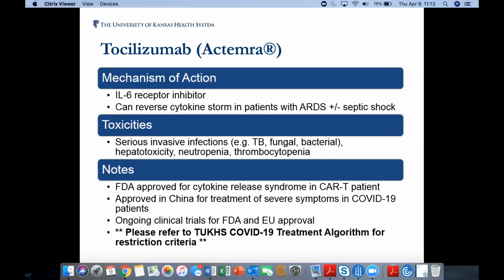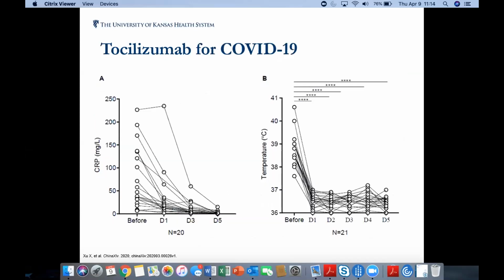And preliminary studies had shown that patients with severe disease had high IL-6 levels. So the authors of this study thought that by inhibiting this pathway, they could reverse the manifestations of severe disease. And that's something they definitely saw. And I'll show you the results of that on the next slide. And there are ongoing clinical trials in the United States, the FDA, as well as in Europe and European Union, to further assess the safety and efficacy of IL-6 inhibition.